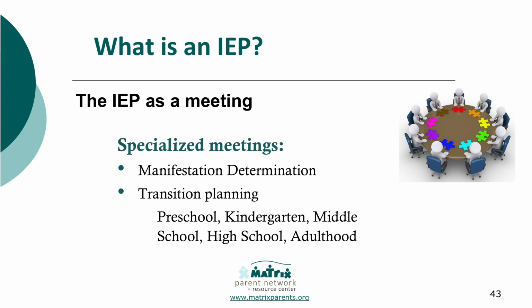Transition planning is another kind of specialized meeting. So if your child is going from preschool to kindergarten, or from elementary school to middle school, from middle school to high school, or from high school to an 18 to 22-year-old transition program, or from either high school or the transition program to adult life beyond school. Each of those is a transition that requires a special meeting to talk about what's going to be done to make that transition work.